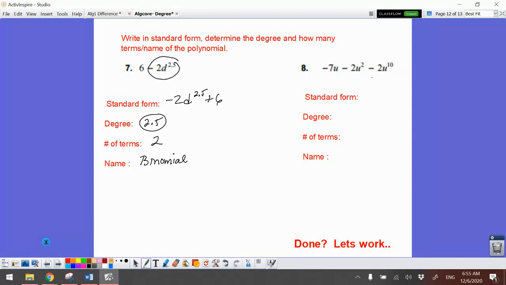All right, this next one, I see that this one is actually my biggest. So negative 2u^10, then negative 2u squared, and then a negative 7u. I have a 10, a 2, and a 1, so the 10 is the biggest. There are 3 terms, and it is a trinomial.